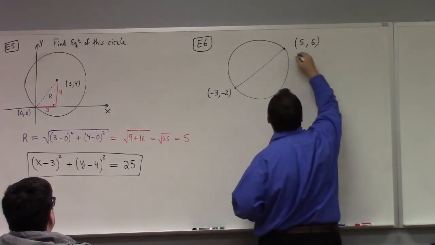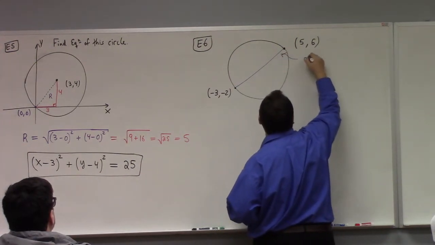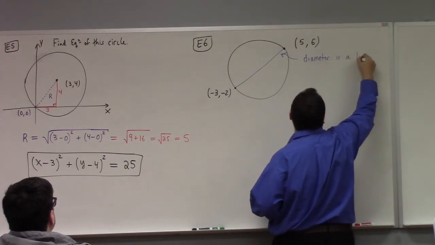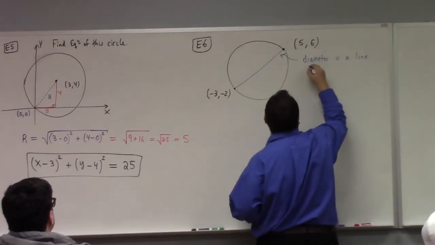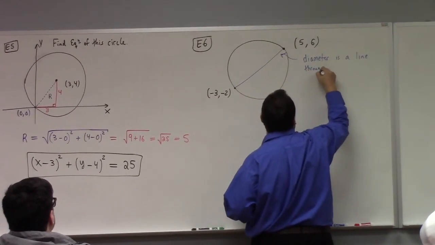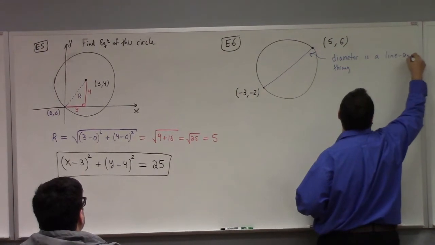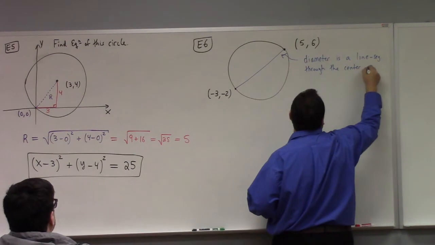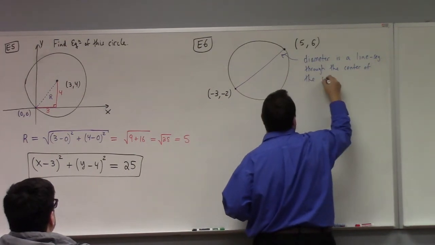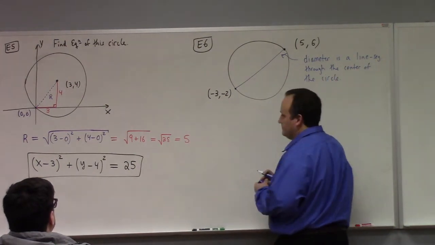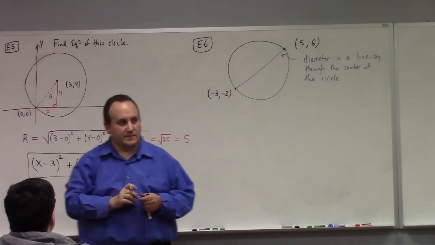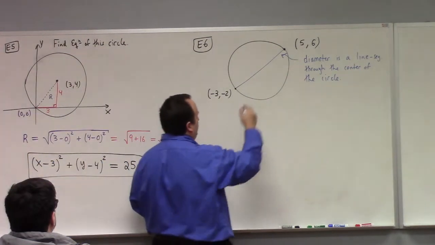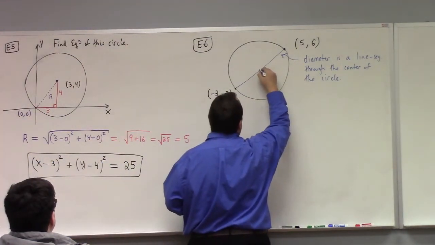So suppose you're given that this is a diameter. A diameter is a line segment through the center of the circle. You could say it's a chord which passes through the center of the circle. So the center of the circle is here somewhere, right?